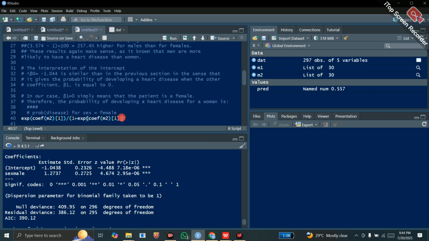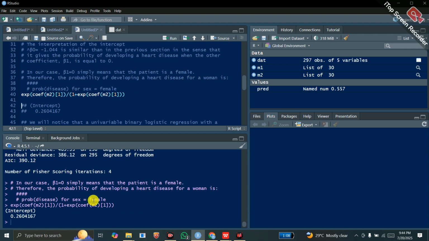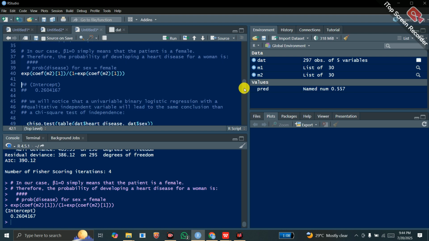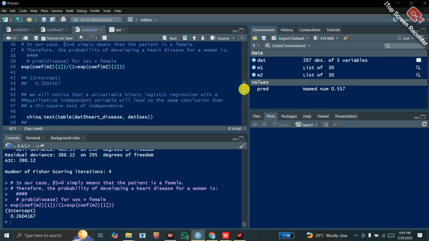So if I hit run, this is the probability of a woman developing heart disease. So the probability for a female heart disease is 0.26. We will also predict the probability for a male to develop heart disease, but that will be a little bit later. Now we notice that a univariable binary logistic regression with a qualitative independent variable will lead to the same conclusion as the chi-square test of independence.